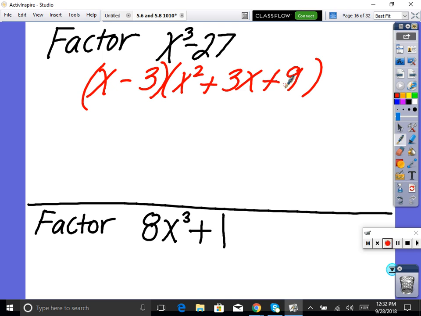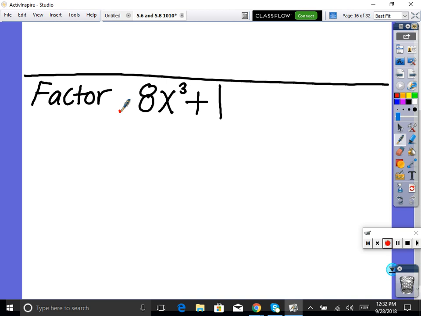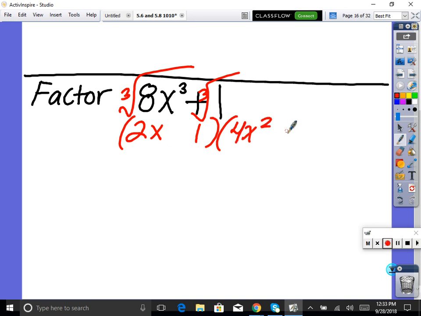Same thing here. Cube root the front thing, we get 2x. Cube root the back thing, we get 1. Front times the front, 2x times 2x is 4x squared. Front times the back is 2x. Back times the back is 1. This sign and this sign are always the same. The next sign's opposite, the last sign's always plus. And it will not factor anymore.